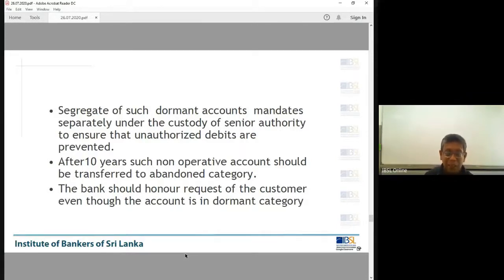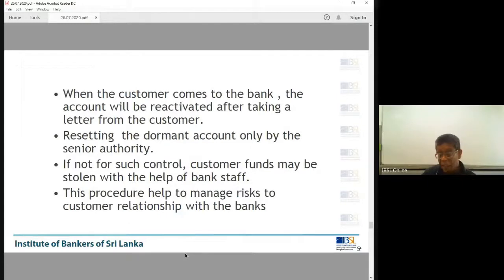After 10 years, all this dormant account converted to abandoned property, right? Okay, so you know what the procedure is. When the customer comes to a bank, the account will be reactivated after getting a letter from your customer. Remember, right? Letter from your customer, and it has to be reset by authority.